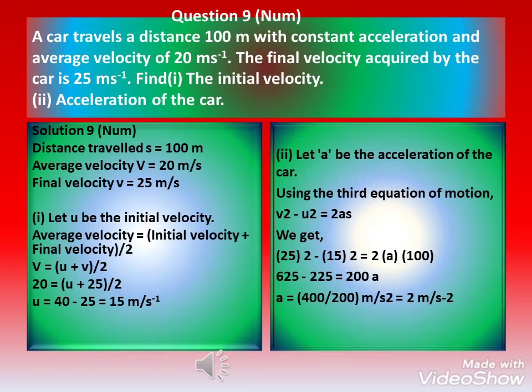Now the second part of the question, find the acceleration of the car. Let small letter a be the acceleration of the car. We have the equation v square minus u square is equal to 2as. So all the terms except a are given. v is given, u is given and s is given. By substituting all these values, we will get acceleration is equal to 2 meter per second square.